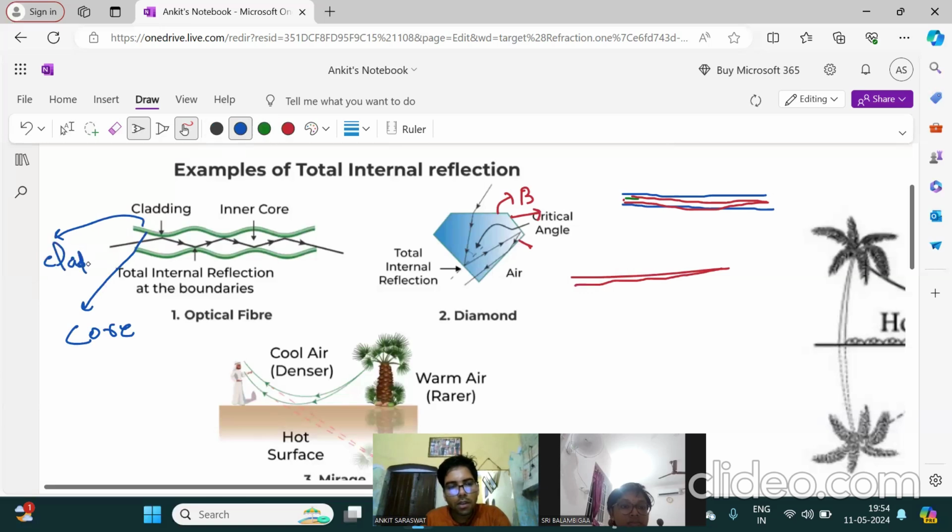Clear? So the inner layer is the core, and the outer layer, whatever plastic it is, is the cladding. Inner is glass, outer is cladding. The refractive index of this cladding is, let us suppose, mu2, and the refractive index of this core is mu1.